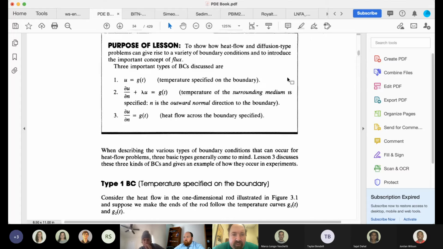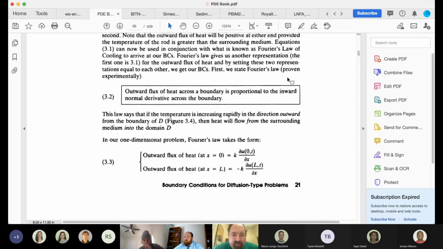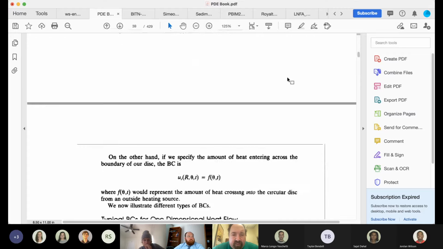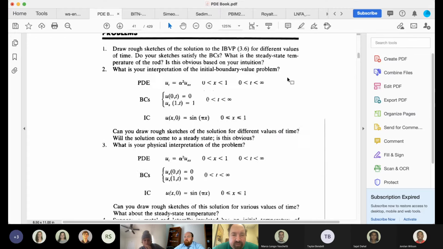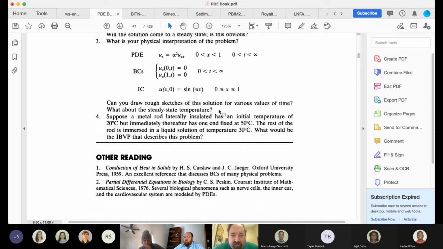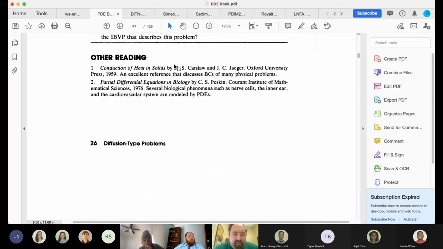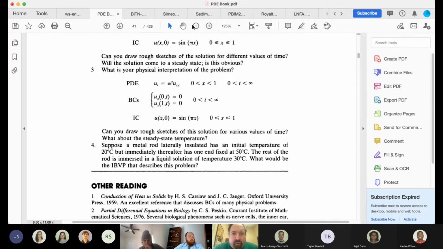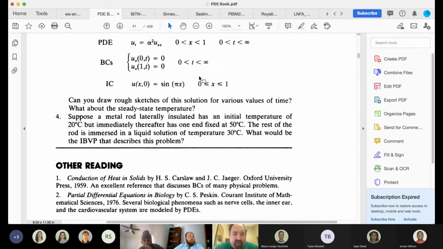Okay, need to find the right lesson, right problem. Yeah, this problem right here. So lesson 3, number 4. The boundary conditions: one end is fixed at 50 degrees. The rest of the rod is immersed in a liquid solution of temperature 30 degrees.